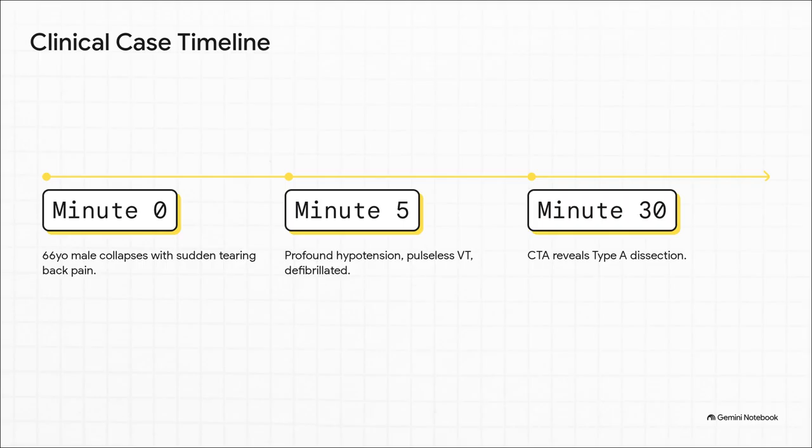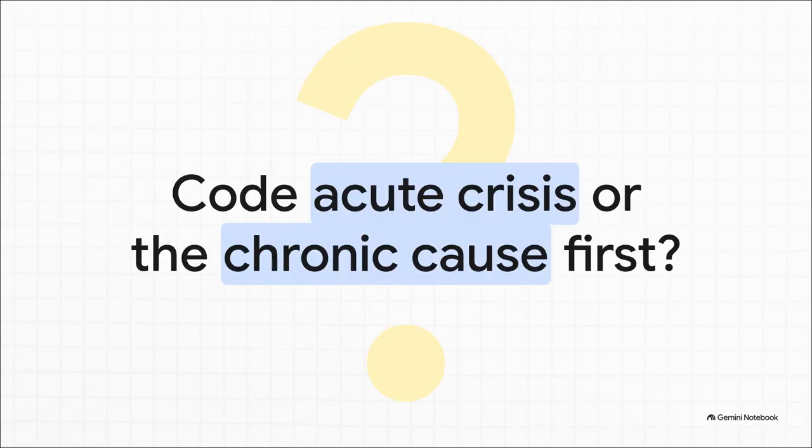So for our coders out there, how do we sequence this? Well, based on our rules, you sequence the type A dissection as the primary diagnosis because it's the root driver of the crisis. The Pulseless VT, which caused the cardiac arrest, is coded as the secondary diagnosis. Which leaves us with this final thought for you to chew on.